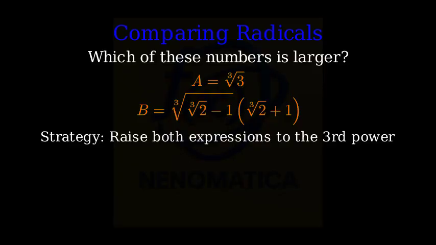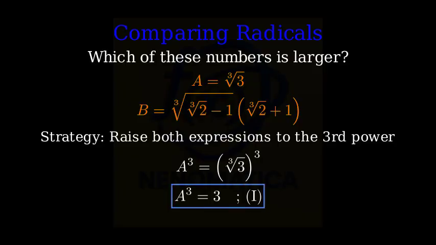Let's start with a cubed. A cubed equals the cube root of 3 cubed. When we raise a cube root to the third power, we get the original number inside the cube root. So a cubed equals 3.